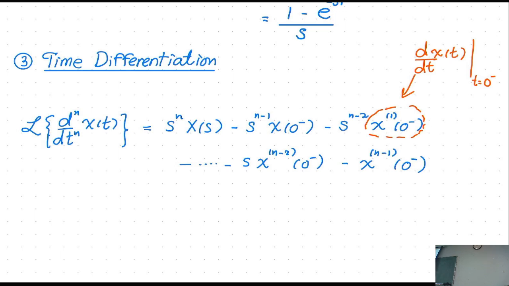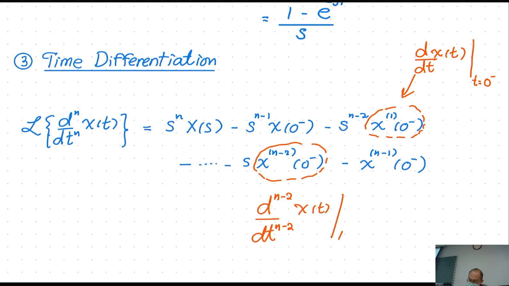Now, what is this term? This term means we take the n minus 2 times derivative of x with respect to time, and then plug t equal to 0 negative into the result. For example, if the number inside the parentheses is 2, then we take the second derivative of x and plug in the value of t equal to 0 negative into the result.